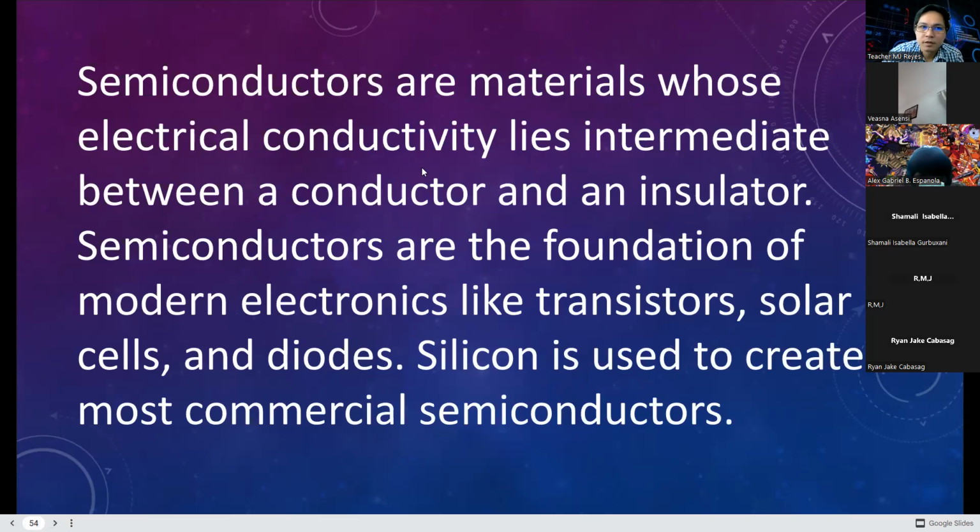Semiconductors are materials whose electrical conductivity lies intermediate between a conductor and an insulator. Semiconductors are the foundations of modern electronics, like your transistors, solar cells, and diodes. These are electronic parts. Silicon is used to create most commercial semiconductors.